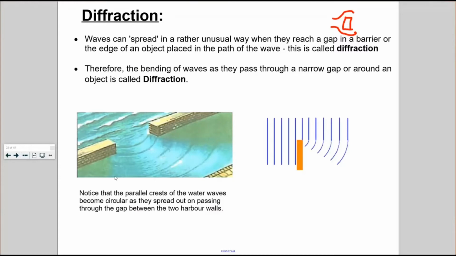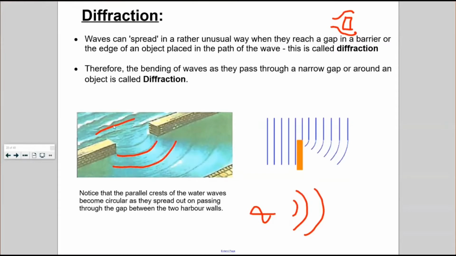Now as you can see, the parallel crests of these waves, which are transverse waves, of the water waves become circular. After crossing the gap, they get circular, something like this, as they spread out on passing through the gap between the two harbor walls. So these were parallel waves, but now they get circular. You could see the ripples, they are circular.